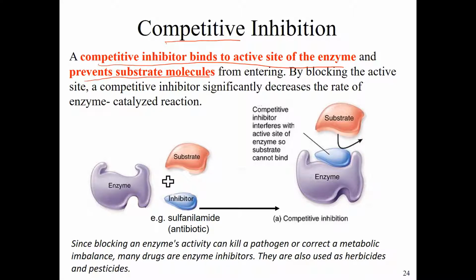Here you have an enzyme, and this is a substrate. When the substrate binds to the enzyme, it gives you a product. But if the inhibitor binds to the active site first, it prevents the substrate from entering the active site. Thereby, no products are formed. So this is competitive inhibition because the substrate and the inhibitor are competing for the same active site.